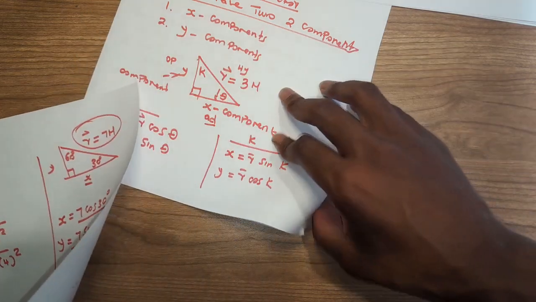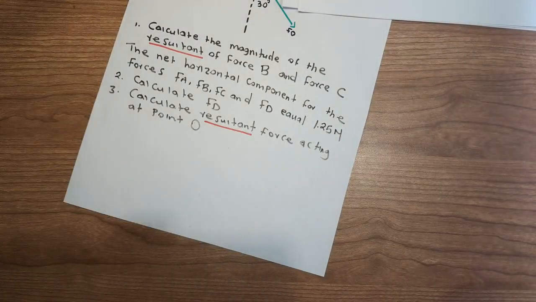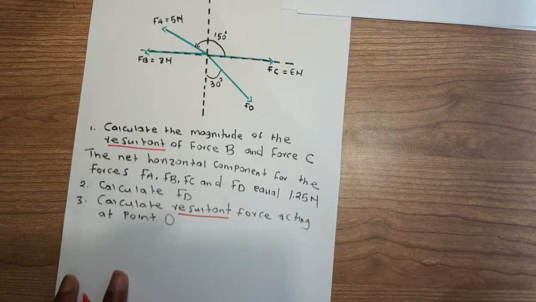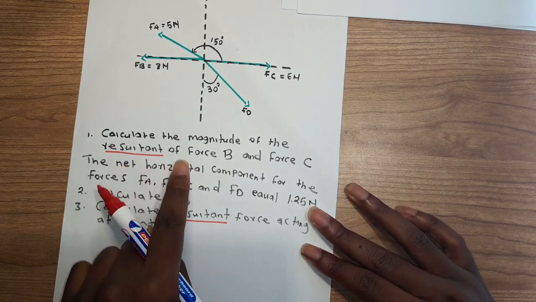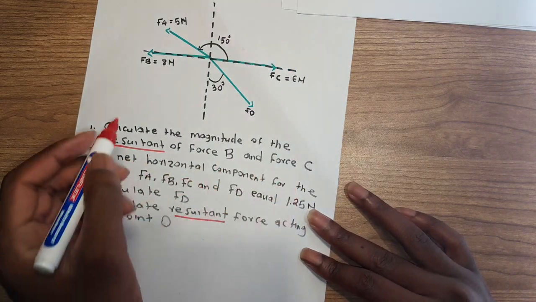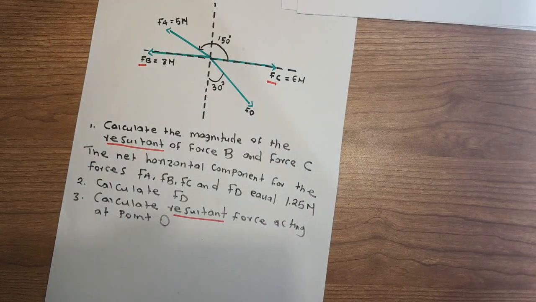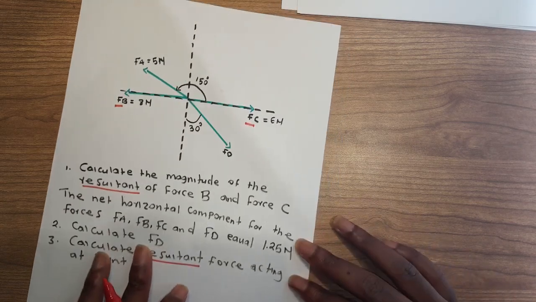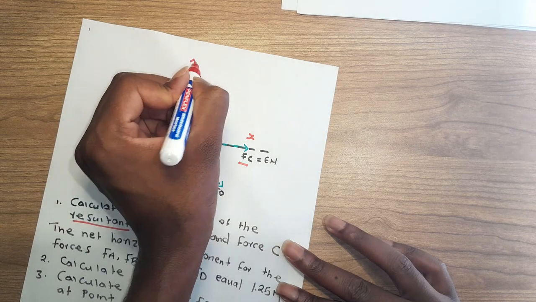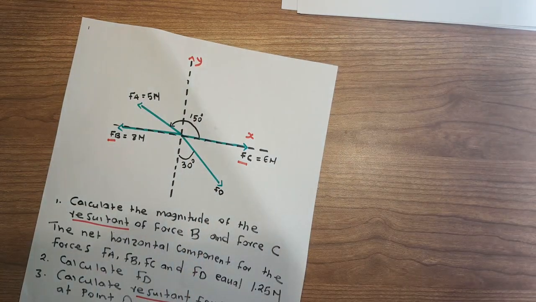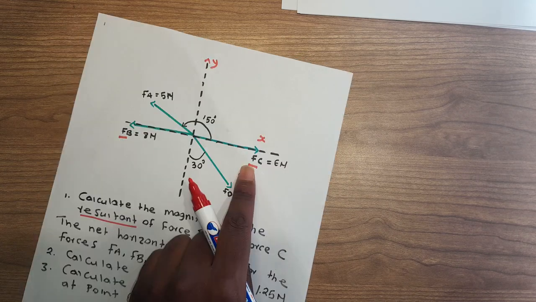Now let's go back to our original question. They say calculate the magnitude of the resultant of FB and FC. Which one is FB? This is FB and this is FC, right? So what is actually happening? You find that these two are actually on the x-axis. If you look at this, this is the x-axis, and this is going to be the y-axis. You know about the x and y axis, right? So they want us to find the resultant of FB and FC.